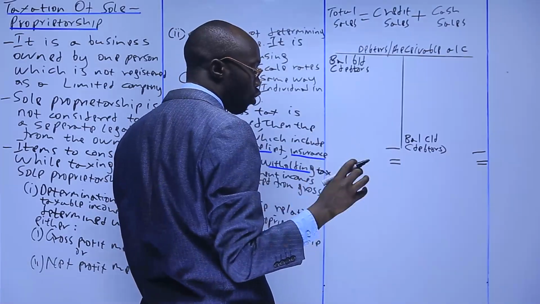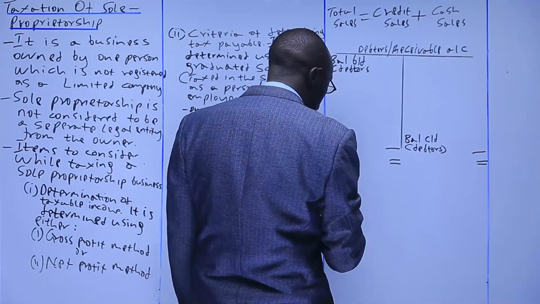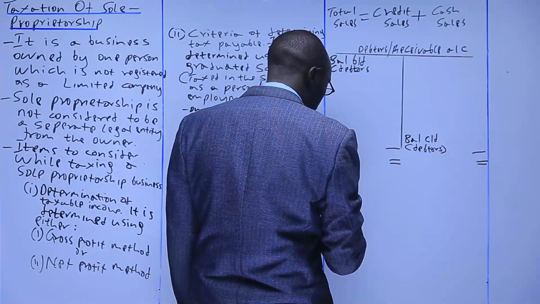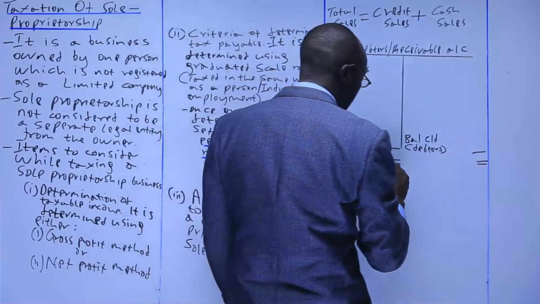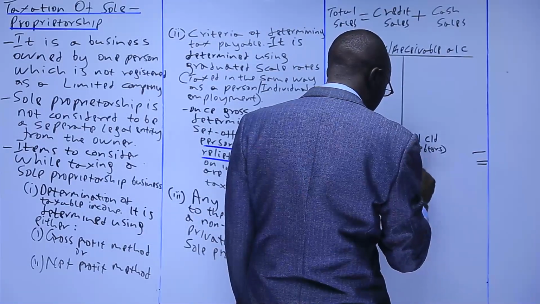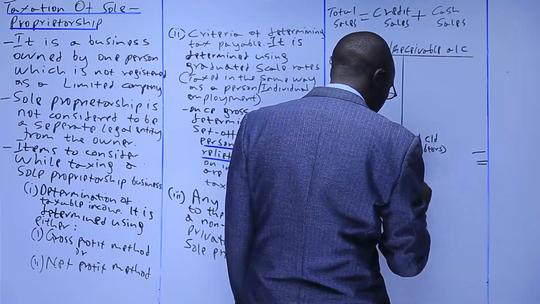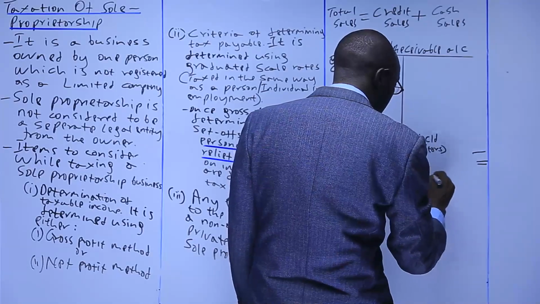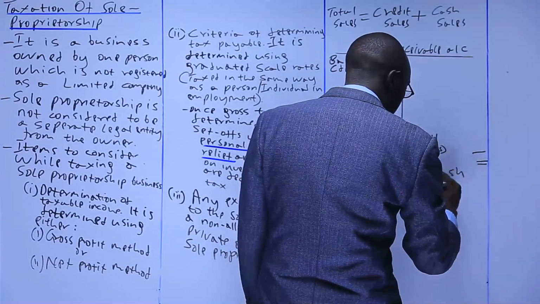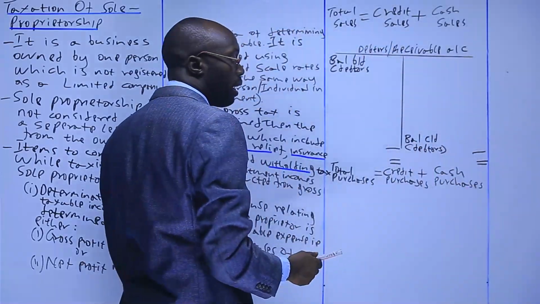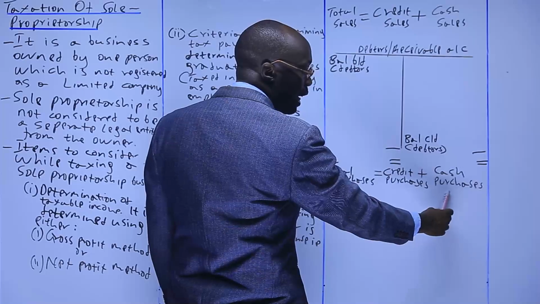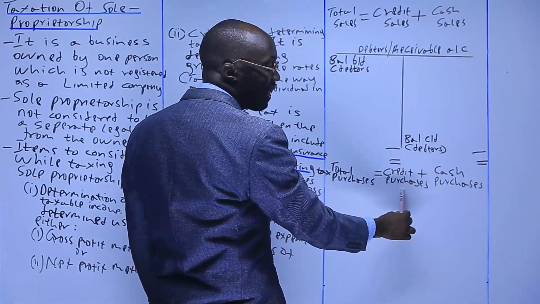And then we come to the purchases. We haven't been given the total of purchases. How do we get it? So we say total purchases is equal to credit purchases plus cash purchases. Now, as we have seen, we have been given the cash purchase. So what we need to find is the credit purchase.